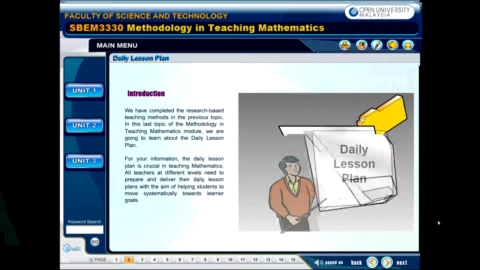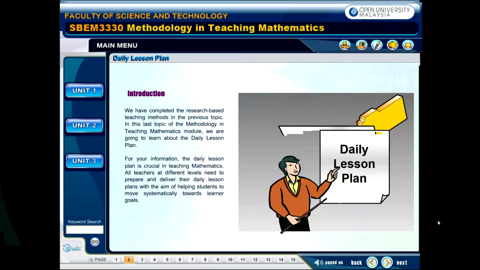We have completed the research-based teaching methods in the previous topic. In this last topic of the Methodology in Teaching Mathematics module, we are going to learn about the daily lesson plan. For your information, the daily lesson plan is crucial in teaching mathematics. All teachers at different levels need to prepare and deliver their daily lesson plans with the aim of helping students to move systematically towards learner goals.